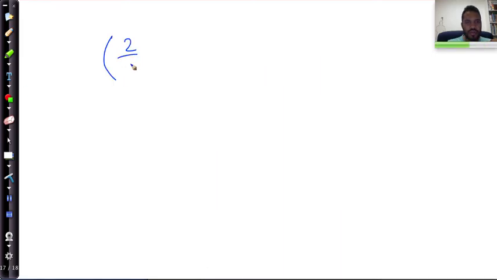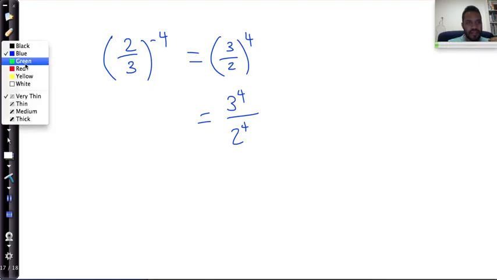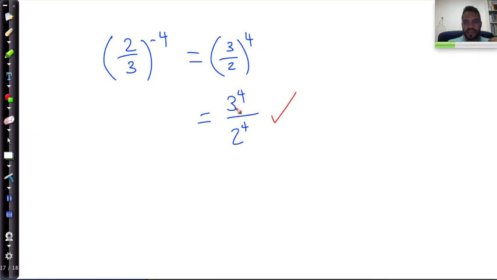Okay, 2 or 3 more quick examples. Remember, all you need to do is flip it. So what if I gave you something like 2 over 3 to the power of negative 4? Well, just flip it. Make it 3 over 2 and raise that to a positive exponent. And that's going to give me the following. It's going to say, well, that's 3 to the 4 over 2 to the 4. That's correct, right? That's done.